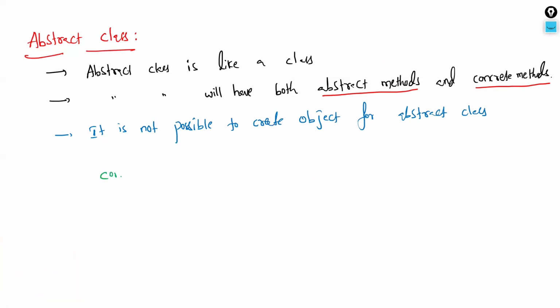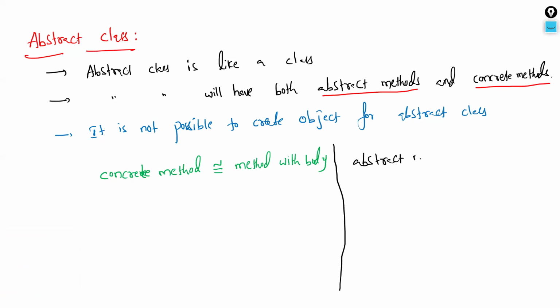What is a concrete method? We all know it. A concrete method, in the simplest meaning, is a method with body. So far, what are the methods that we discussed? Did we give the body or not? Open and close curly braces for the method, did we give or not? Yes, we gave. That's what is called a concrete method. Then what is an abstract method? Abstract method means a method without body.